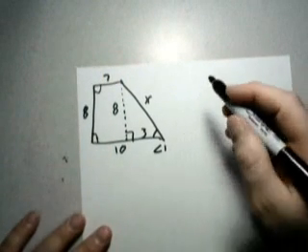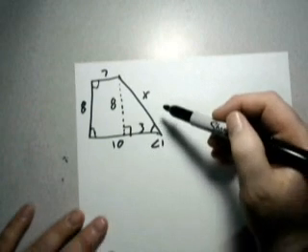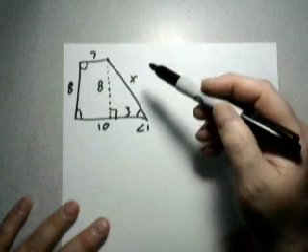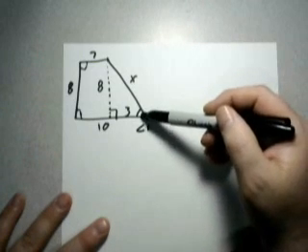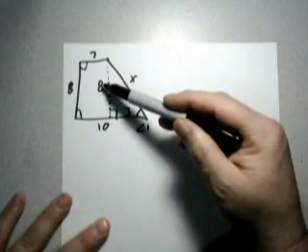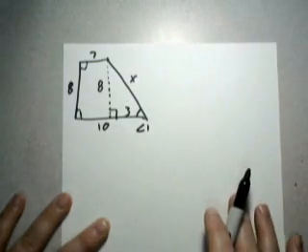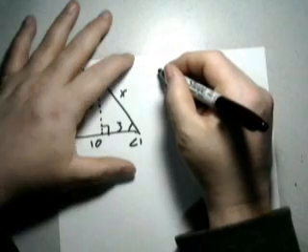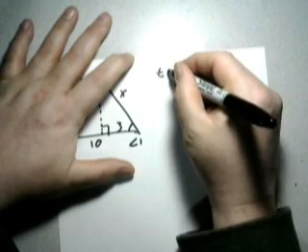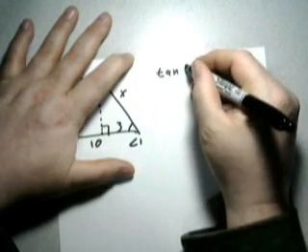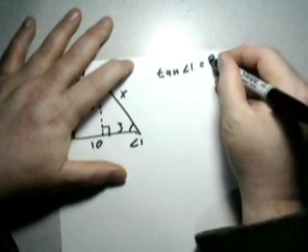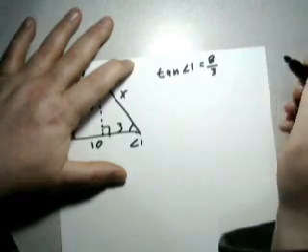So how can we find it? It doesn't matter which you find first. Let's find the angle first. What we have here is an opposite side and an adjacent side, and that's going to be a tangent function. So the tangent of angle 1 is equal to 8 over 3.